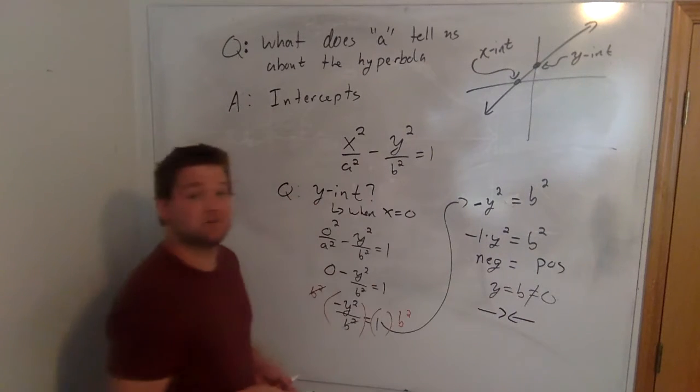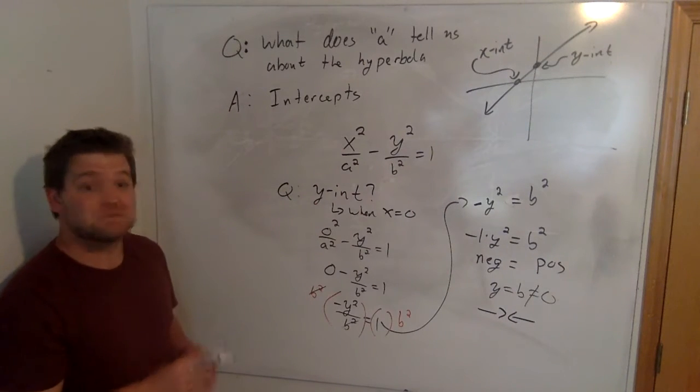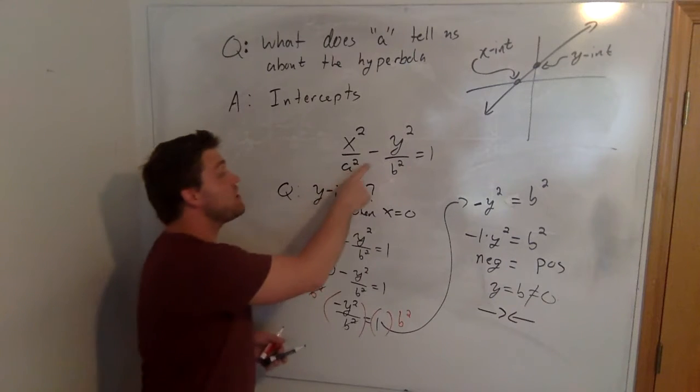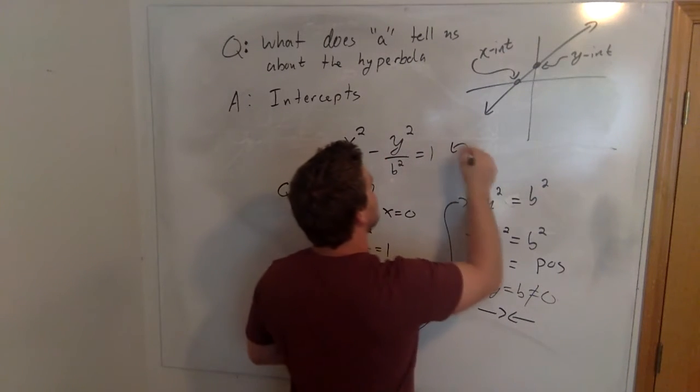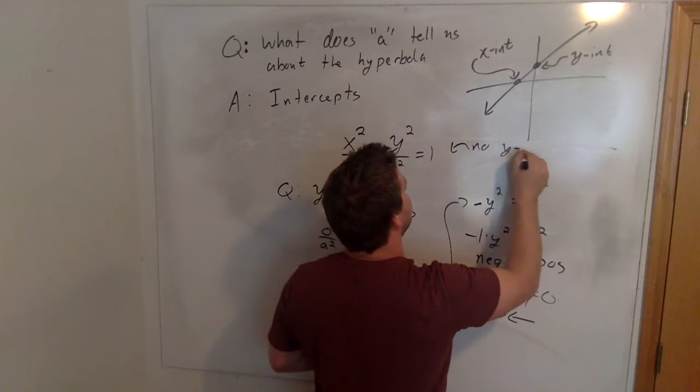So this makes no sense. What is this telling us? This is telling us that there are no y-intercepts.